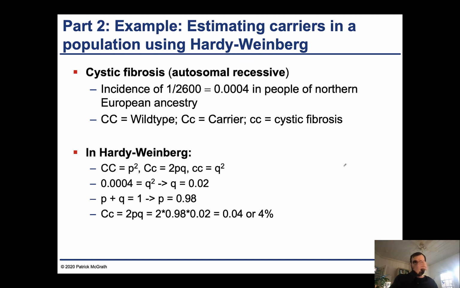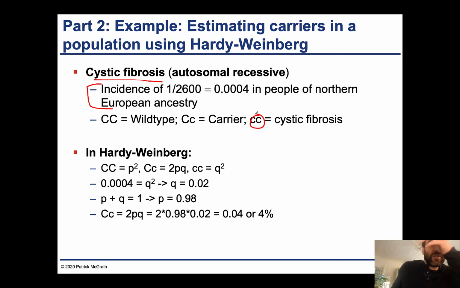All right, so one final example of using Hardy-Weinberg in a practical situation. So now we are going to have a situation where we have a phenotype, cystic fibrosis, that we know is autosomal recessive. And so we know that the incidence of cystic fibrosis is approximately 1 out of 2,600 people of Northern European ancestry. So in this population, the frequency of the phenotype is 1 in 2,600. And so this means the frequency of this genotype is little c, little c.